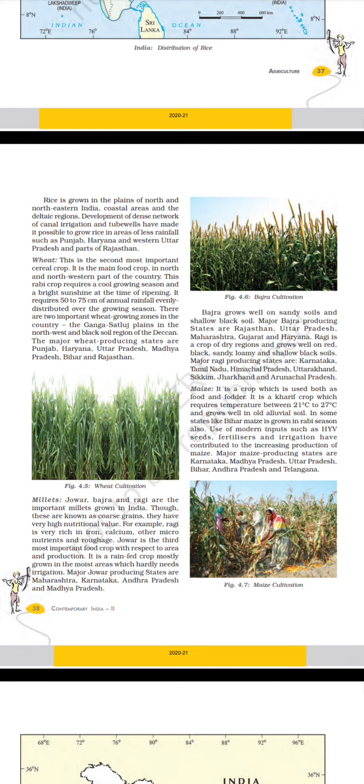Maize. It is a crop which is used both as food and fodder. It is a kharif crop which requires temperature between 21 degrees Celsius to 27 degrees Celsius and grows well in old alluvial soil. In some states like Bihar, maize is grown in Rabi season also. Use of modern inputs such as HYV seeds, fertilizers and irrigation have contributed to the increasing production of maize. Major maize producing states are Karnataka, Madhya Pradesh, Uttar Pradesh, Bihar, Andhra Pradesh and Telangana.